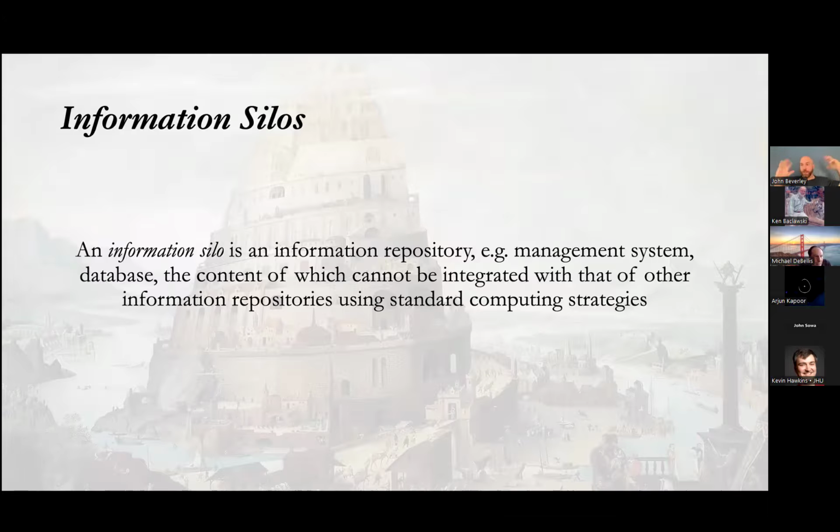Classified information, proprietary information. Sometimes you just want to keep your secrets, right? Sometimes there are good reasons for having silos. Maybe the technology can't integrate. Maybe it is a human-human communication issue. Or maybe you just don't know that certain silos exist.